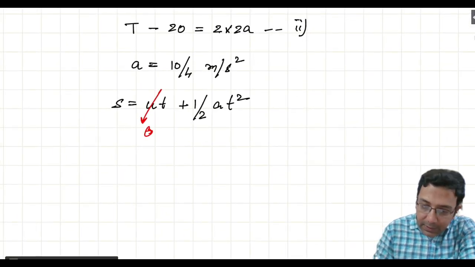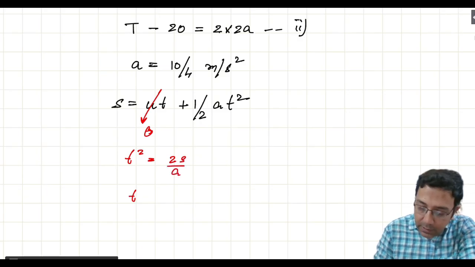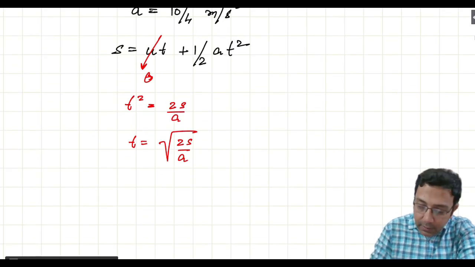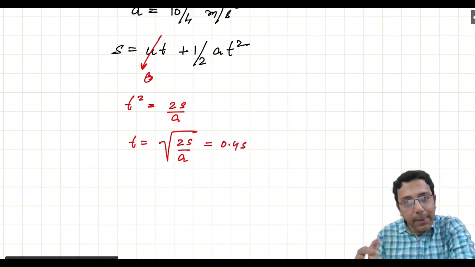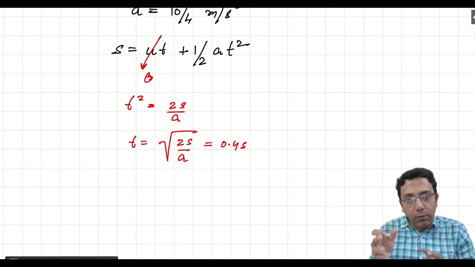Now we are told to find the time. So t square is equal to 2s by a. So t is equal to root over 2s by a. A you have already got it. So this comes out to be 0.4 second. This type of thing you can apply to any pulley problem to find out the acceleration when one is going down, one is going up.